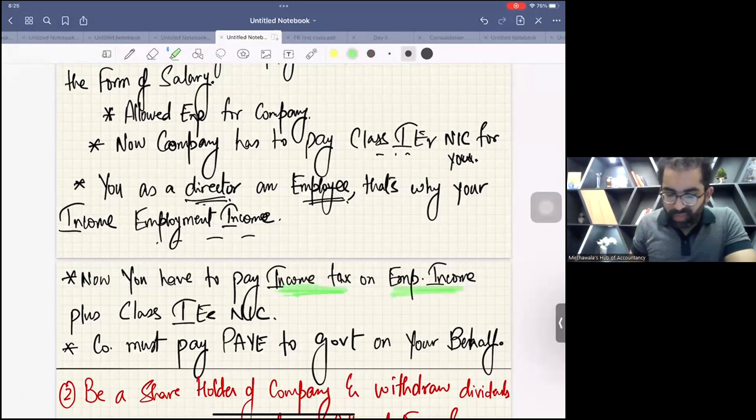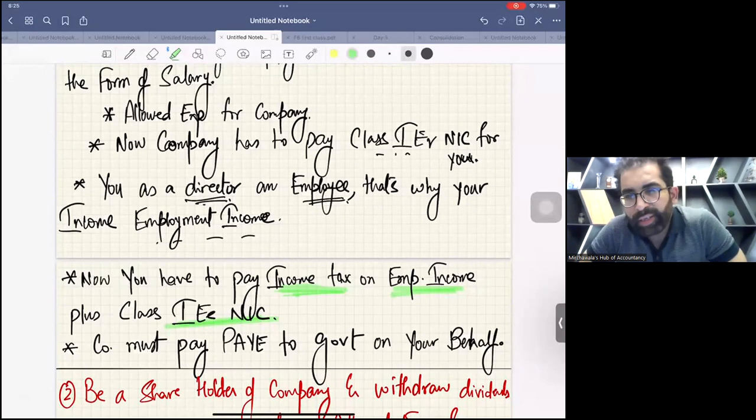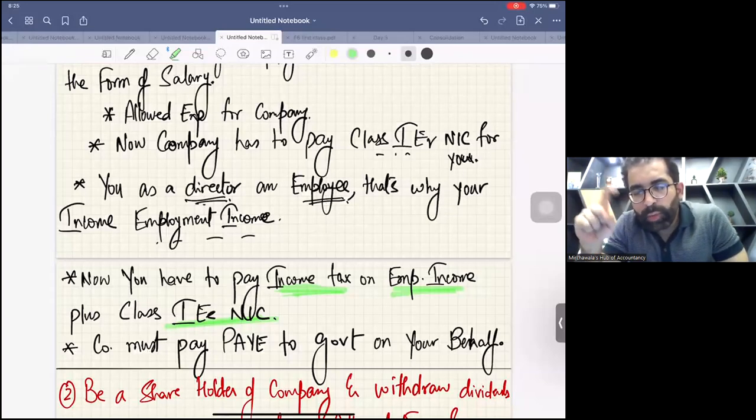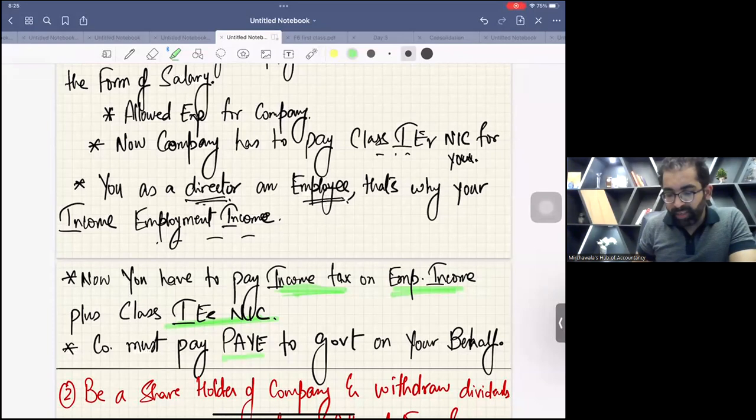Income tax on employment income plus class one employee NIC. I hope you remember, whenever you are an employee and you are receiving a cash salary, not only do you have to pay income tax, but also you have to pay class one employee NIC, right? And don't forget, employment income is also a non-saving income. Now, one more thing. As the company is your employer and you are the employee, the company has to follow rules by the government. The company must pay as you earn to the government on your behalf, right? So this is the first technique.